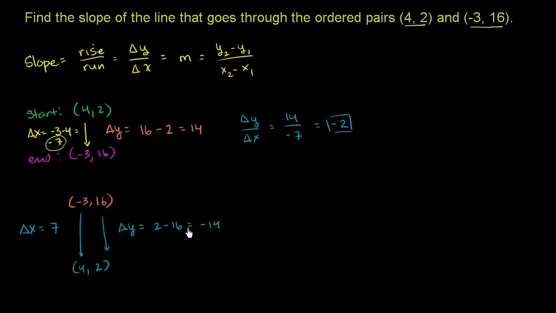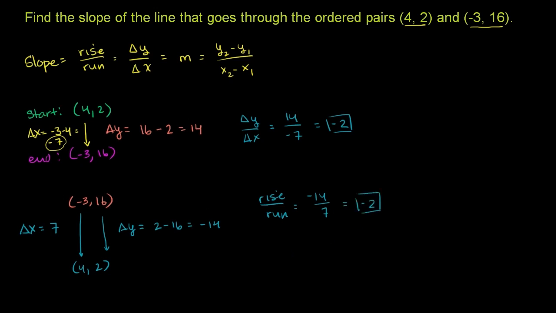This was our run. So if you say rise over run, which is the same thing as change in y over change in x, our rise is -14 and our run here is 7. So notice, these are just the negatives of these values from when we swapped them. So once again, this is equal to -2.